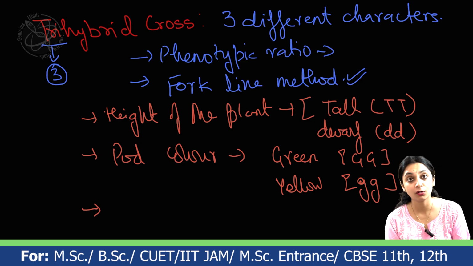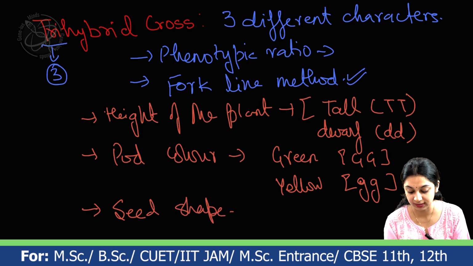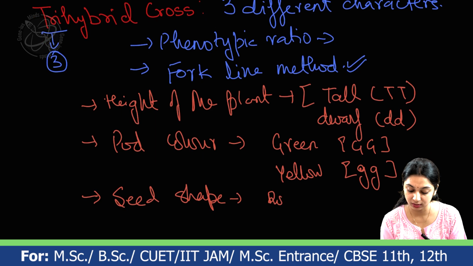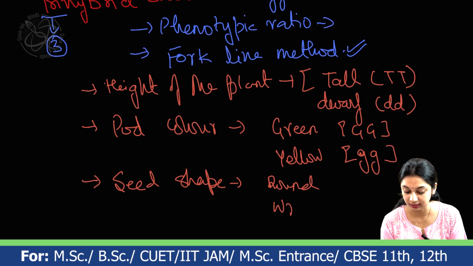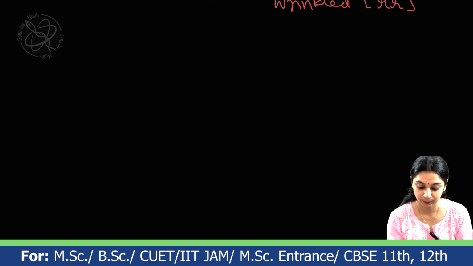The third character we are going to take in this video for the trihybrid ratio is the shape of the seed. When we talk about seed shape, it is round and wrinkled. The genotypes are capital R for round and small r for the wrinkled one. With these genotypes and phenotypes, we can easily find the genotypic and phenotypic ratios for the trihybrid cross. So let's get started with the phenotypic ratio.